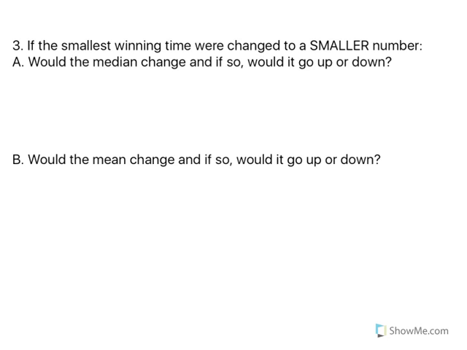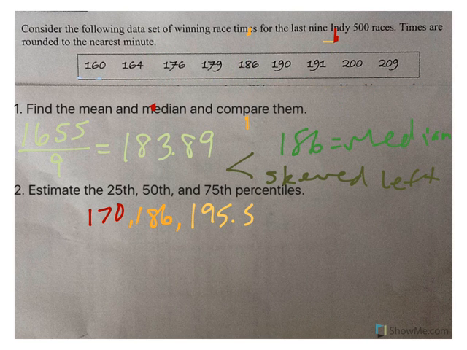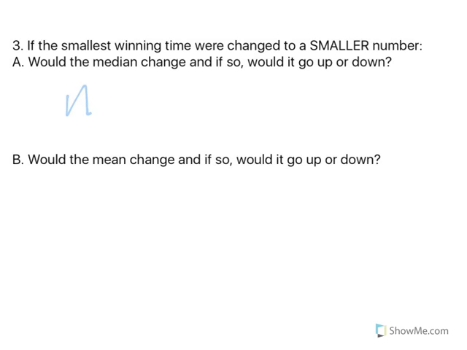All right. Now, number 3, we're going to stick with those. If the smallest winning time were changed to a smaller number, would the median change? Would the mean change? And if so, how? So we're looking back at this data set, and let's pretend we change that number to be 140. Does it affect the median? Is that going to affect the middle number if you work your way to the middle? No. The median is unchanged because it doesn't affect the middle numbers. It only affects the very smallest one. So the median stays unchanged.